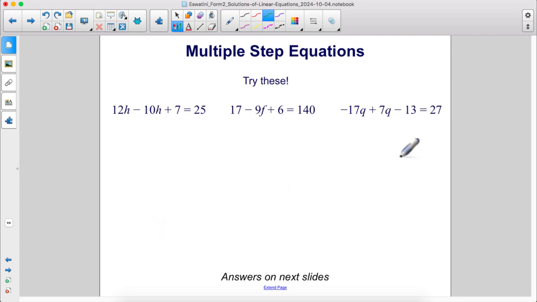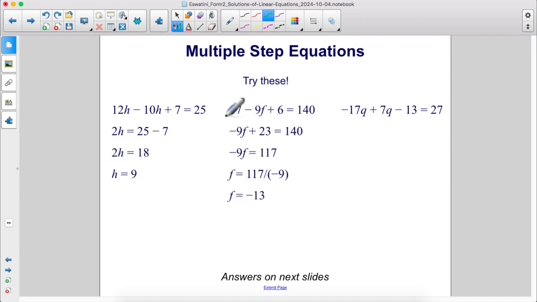Try these examples. First, we're going to combine the like terms. 12h minus 10h is 2h. Then we're going to subtract the 7 to the other side, so subtract 7 from both sides. 25 minus 7, shown here, is 18. Then divide both sides by 2 to get h equals 9.